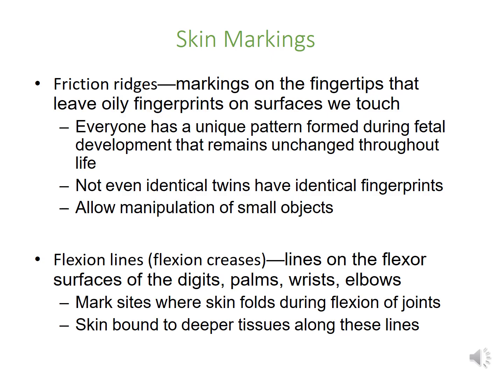Skin markings. Friction ridges are markings on the fingertips that leave oily fingerprints on surfaces we touch. Everyone has a unique pattern formed during fetal development that remains unchanged throughout life. Not even identical twins have identical fingerprints. Friction ridges allow manipulation of small objects.